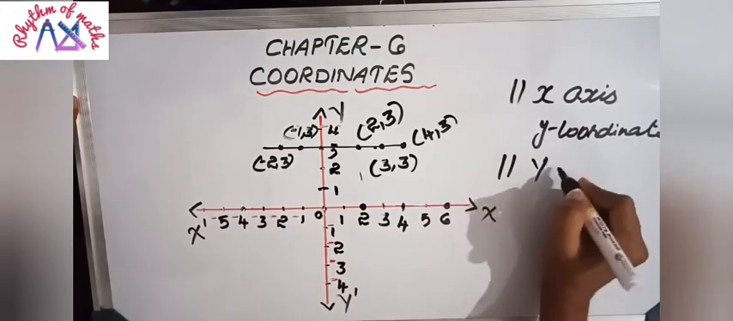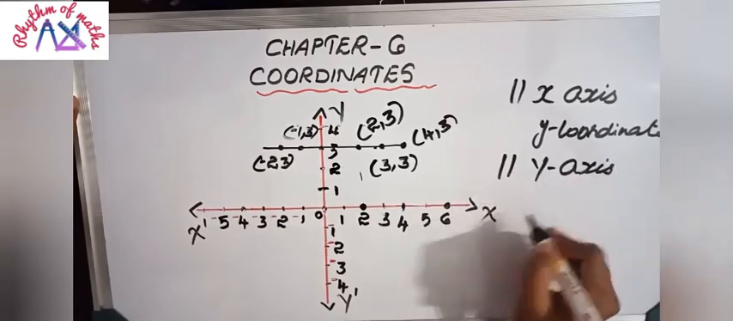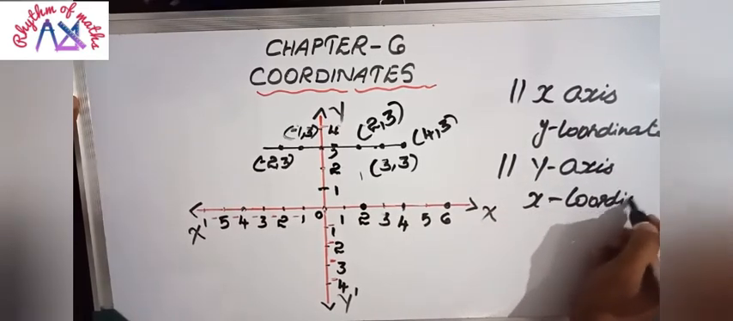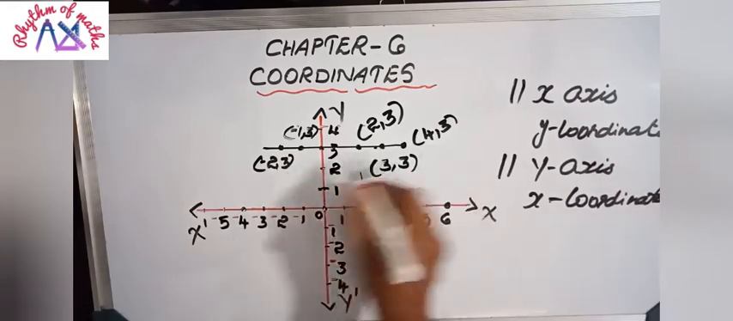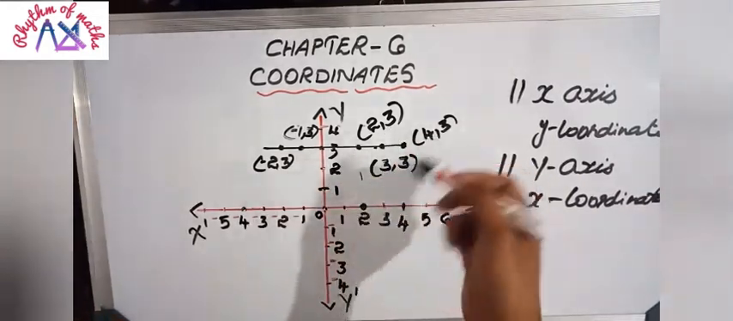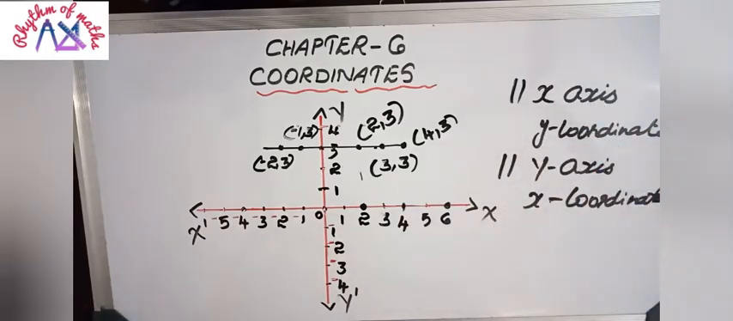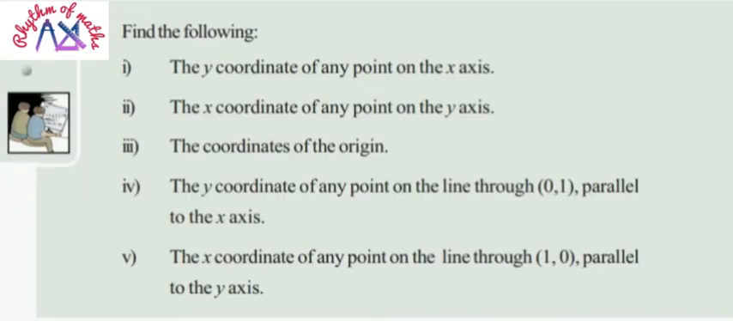Parallel to the y-axis, which one will be the same? The x coordinate will be the same. Okay, depending on the coordinate it will change, but x-axis means y will be the same and y-axis means x coordinate will be the same. Now let's move on to problems.